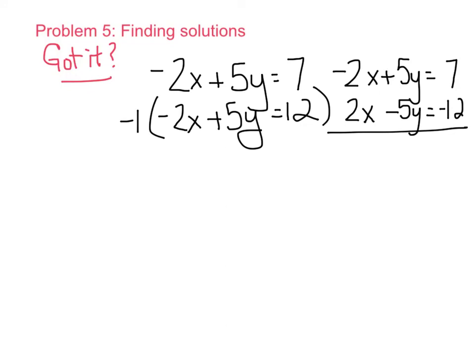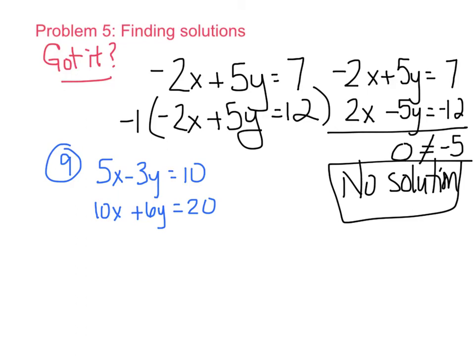X's cancel, oh, but so do the y's. I'm left with 0 equals negative 5. That is not a true statement. Therefore, this problem has no solution.